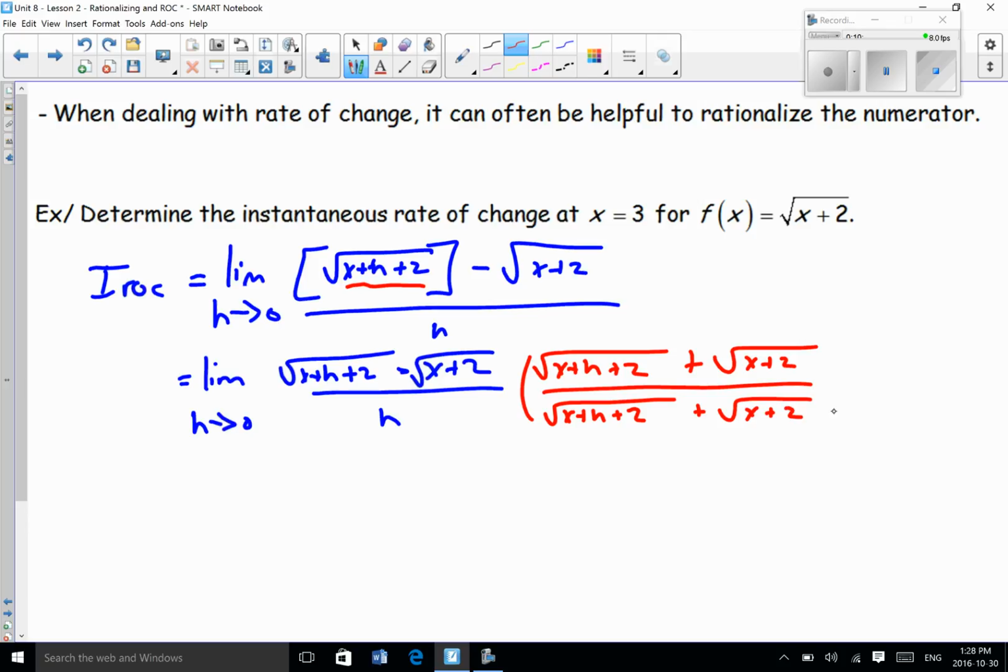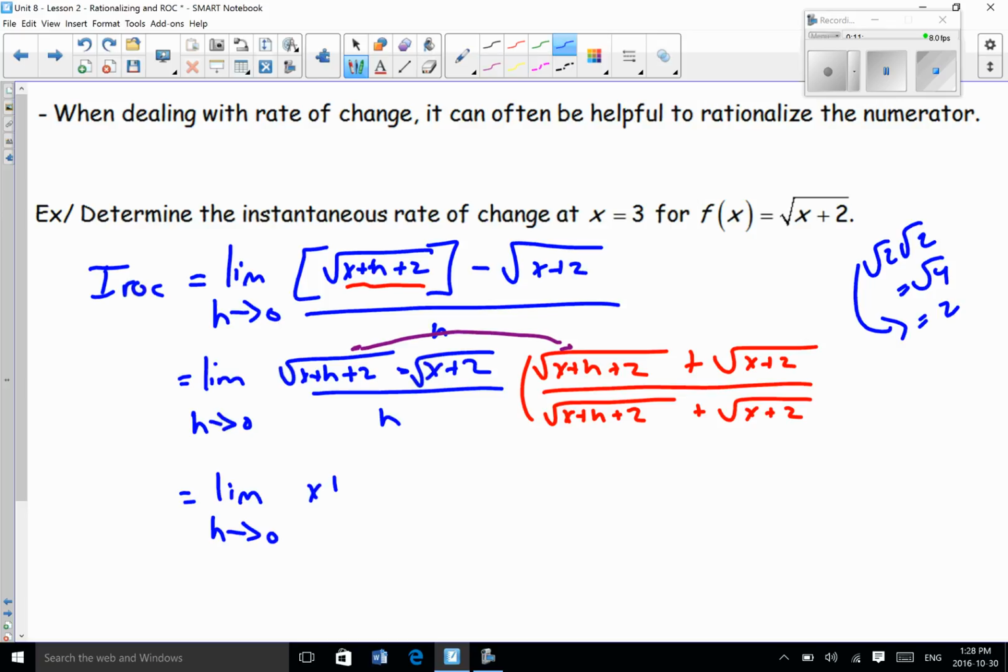And what's going to happen here when I rationalize? Well, a couple of cool things. First off, what happens when you multiply a root by itself? We said that when you multiply a root by itself, for instance root 2 times root 2, you get root 4, or you just get 2. In other words, the radicals just cancel each other out. So when I multiply root x plus h plus 2 by itself, the radical part will disappear, and I'll get x plus h plus 2.